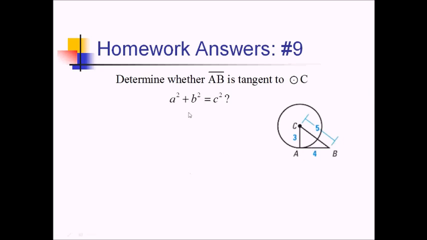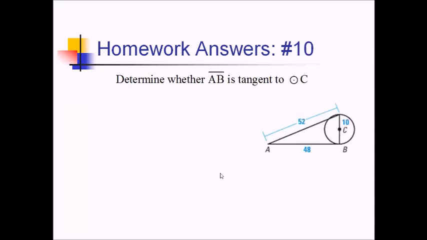So let's set up our Pythagorean theorem. So we've got the two legs of what we're hoping is a right angle. So 3 squared plus 4 squared, we're seeing if that equals 5 squared. And if you know your 3, 4, 5 right triangle, you know right away that this is going to be a right triangle. But just proving it rigorously here, we've got 9 plus 16 and 25. 25 does in fact equal 25, so yes, this is a tangent line because CA is perpendicular to AB. So that's a big yes for that one.